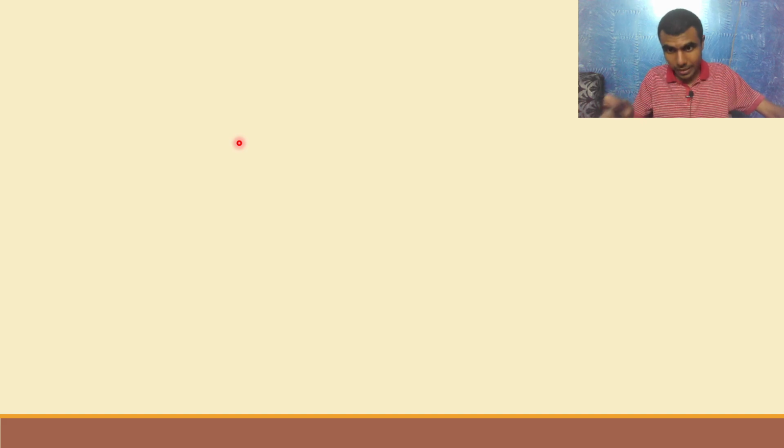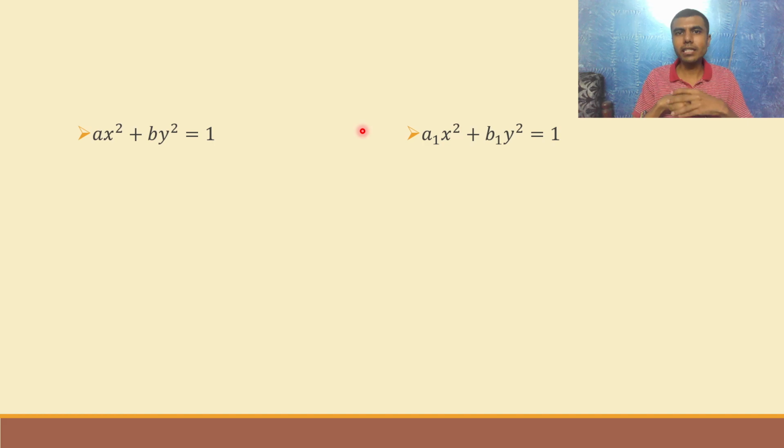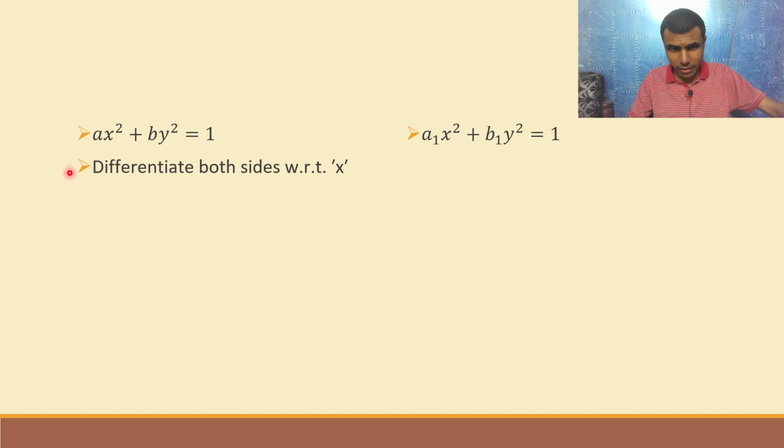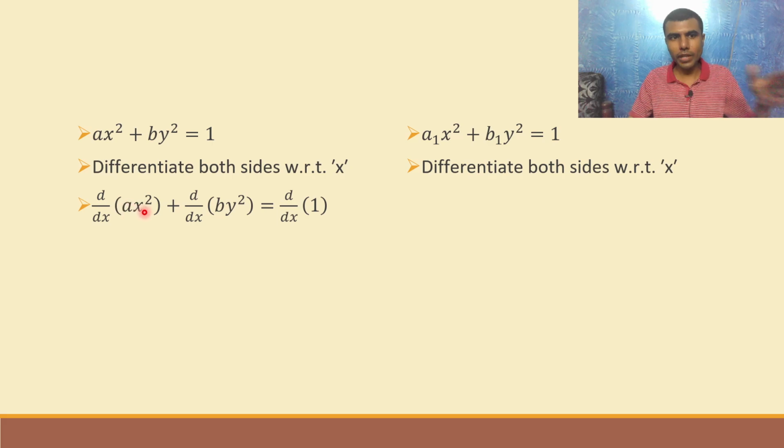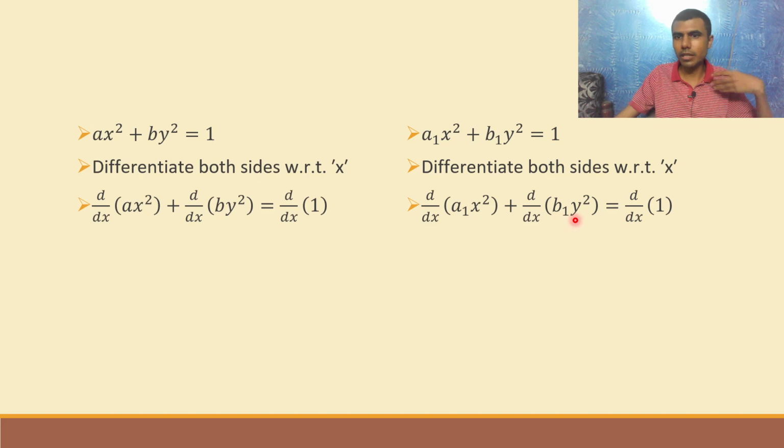Okay, I'll tell you. See, this is the first curve, this is the second curve. What is slope of tangent? Slope of tangent is dy by dx. Slope of tangent to a curve is given by dy by dx. So I need to find out dy by dx. For that, differentiate both sides with respect to x. So derivative of ax square plus derivative of by square is derivative of 1. Here also derivative of a1x square plus derivative of b1y square equal to derivative of 1.